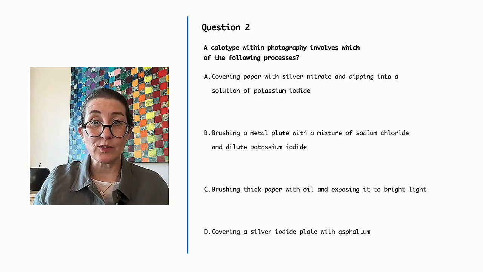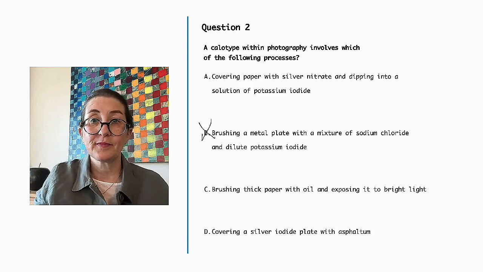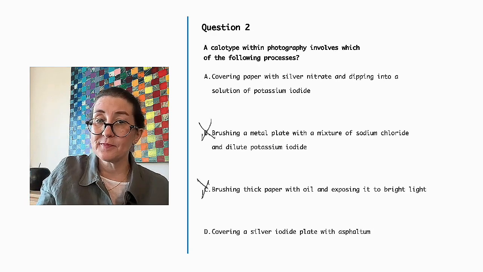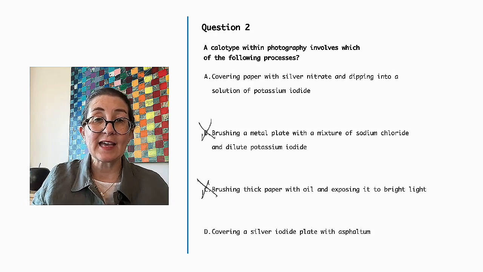Brushing a metal plate with a mixture of sodium chloride and dilute potassium iodide is not correct. This process is not related to the calotype. Brushing thick paper with oil and exposing it to bright light does not describe the calotype process either, but rather a different technique. Covering a silver iodide plate with asphaltum is also incorrect, as this refers to a different photographic process.